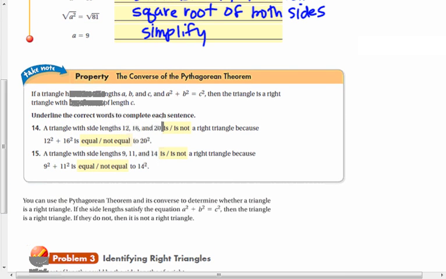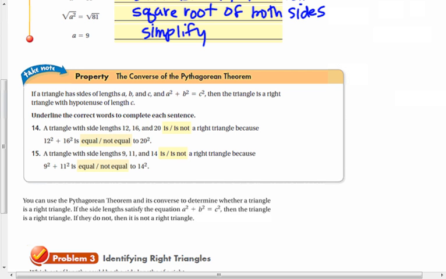All right, we have another property here. It's called the converse of Pythagorean's theorem. Converse pretty much means opposite. And so the opposite of the Pythagorean's theorem is also true, that if you have a triangle with side lengths A, B, and C, and A squared plus B squared equals C squared, then the triangle will be a right triangle with hypotenuse length C. So all you have to do to check is see if A squared plus B squared equals C squared of 3 sides. And the longest side, the C, will always be the biggest number in the set.